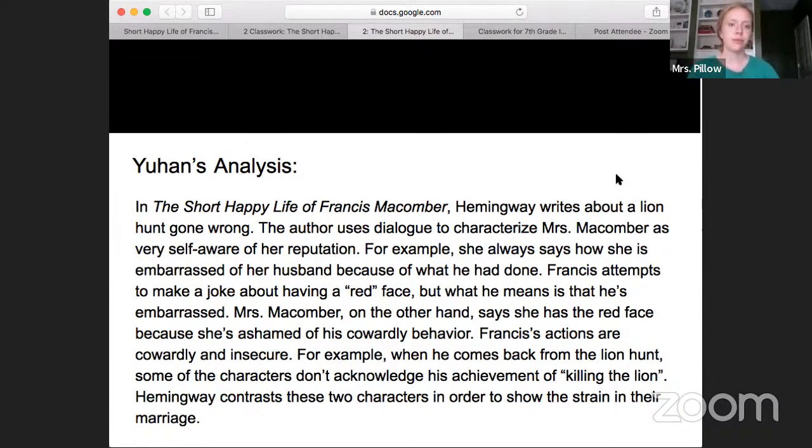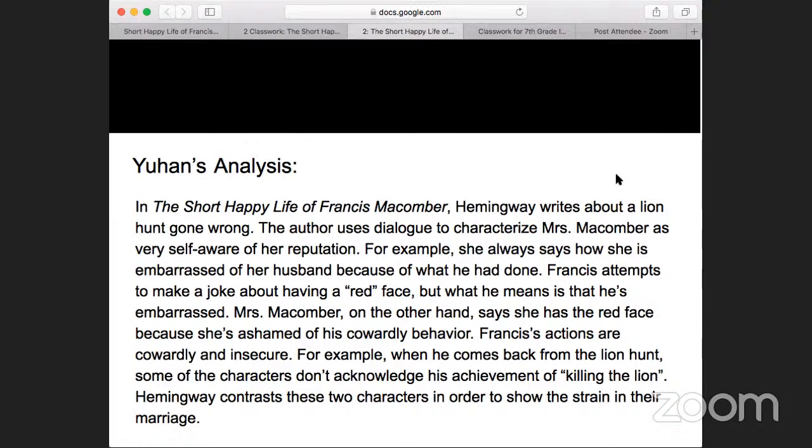In The Short Happy Life of Francis Macomber, Hemingway writes about a lion hunt gone wrong. The author uses dialogue to characterize Mrs. Macomber as very self-aware of her reputation. For example, she always says how she's embarrassed of her husband because of what he had done. Francis attempts to make a joke about having a red face, but what he means is that he's also embarrassed. Mrs. Macomber, on the other hand, says she has a red face because she's ashamed of his cowardly behavior.